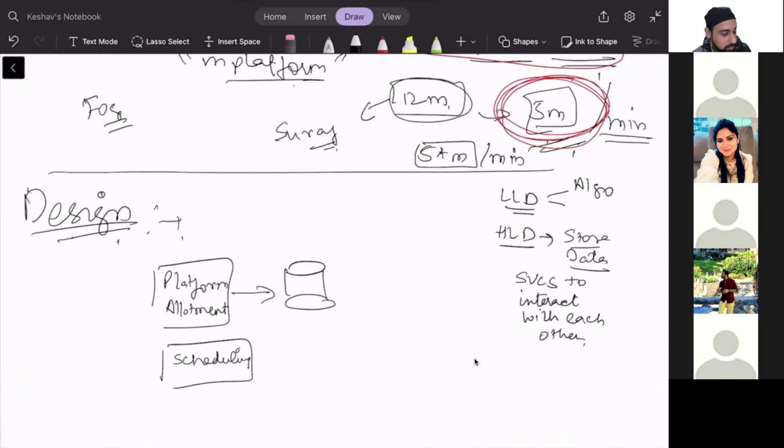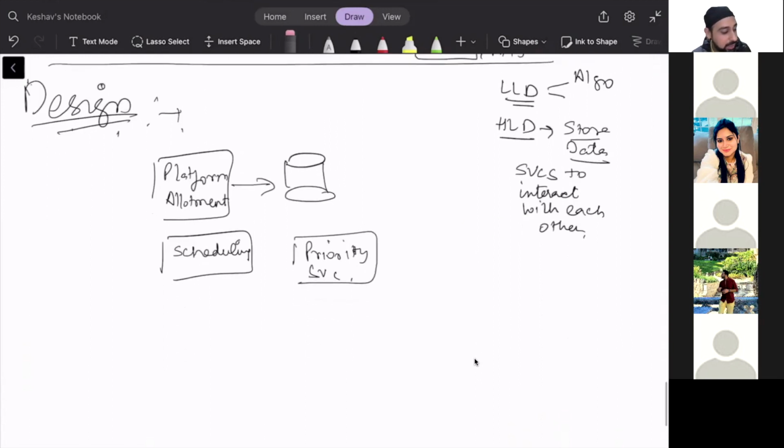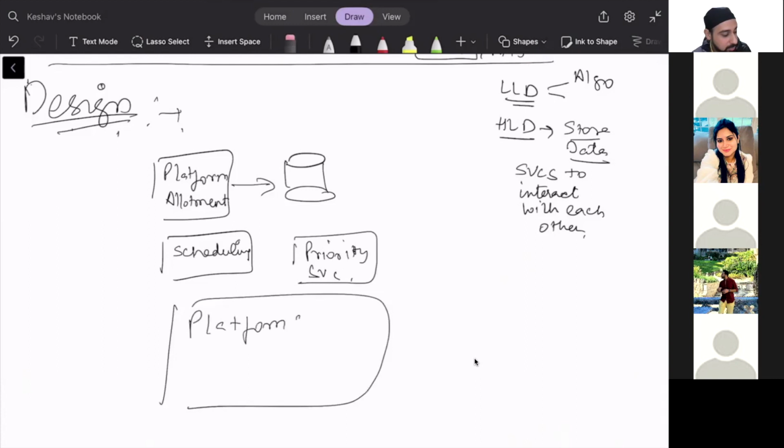Platform allotment cannot directly call the scheduling at that time; something has to be worked out in the background and give the data to platform allotment, so that whenever the train requests, it gives the correct platform. But with this scale, do you think we need separate services, or can we have something called a platform service where all the logic is present, and then put these things inside?